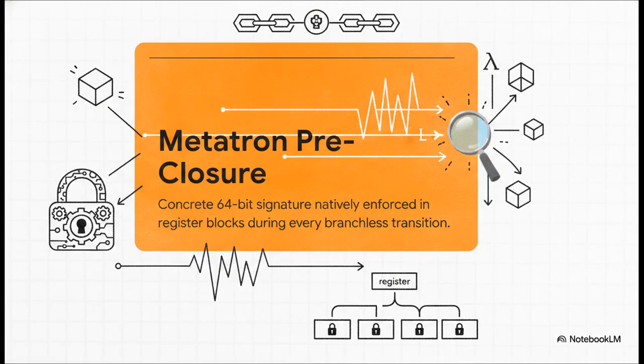To keep all this math beautifully closed, the system uses a digital lock. Every single transformation calculates against this exact 64-bit constant, the Metatron pre-closure signature. Think of it like an unbreakable wax seal that's natively enforced right in the register blocks during every single state transition. It guarantees that the geometry stays totally intact and completely predictable without ever drifting off course.